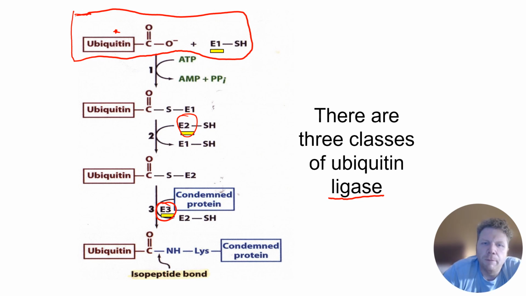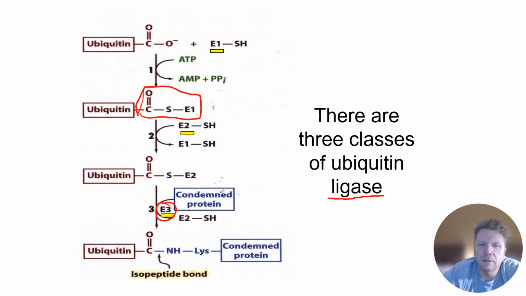The reason for that is we're going to harness that energy to make this bond right here between our E1 and our ubiquitin. What this means is that we have made a covalent bond between ubiquitin and E1. So basically E1 says, I'm going to add this to something else, but first I need to add it to myself. And I'm going to hydrolyze ATP in order to do that.